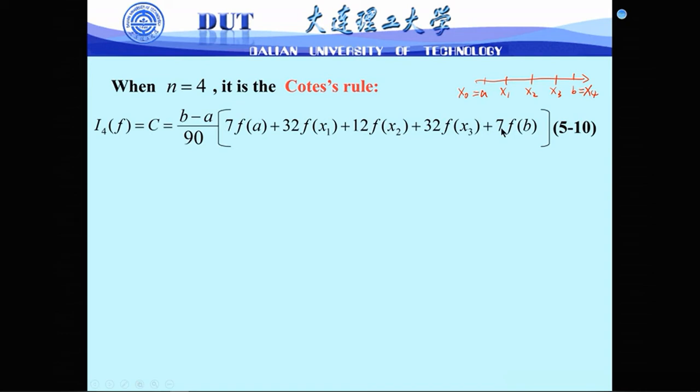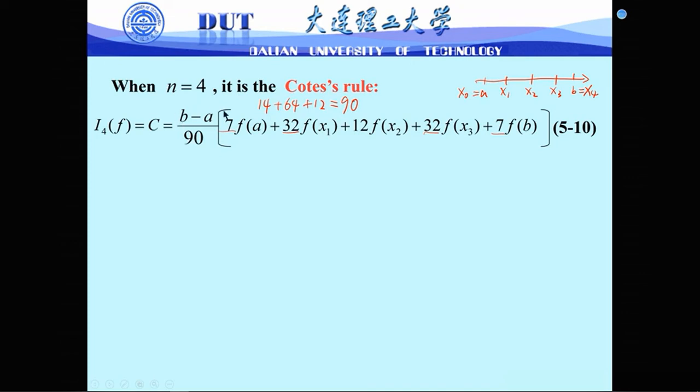Okay? So that means 2 times 7 is 14, right? And 2 times 32 is 64, right? And plus 12, okay? So now you see 4 plus 4 plus 2 is 10, 6, 7, 8 plus 10, so 90. Right? So your denominator is 90. Okay, so here I just show you that the summation has a good property.